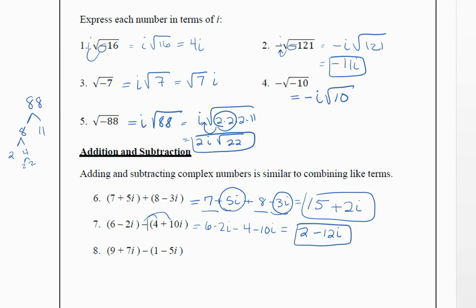Okay, same thing here. We'll distribute the negative. So we'll have 9 plus 7i minus 1 plus 5i. And then we'll combine our like terms. So we get 8 plus 12i. Okay, so you've learned how to simplify square roots that have negatives in them and turn them into an expression with i, and add and subtract complex numbers.